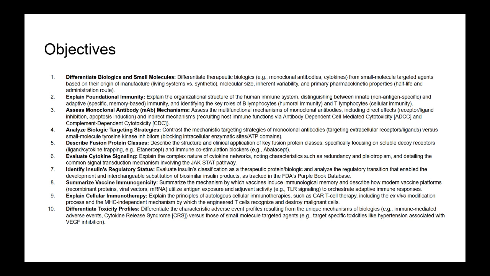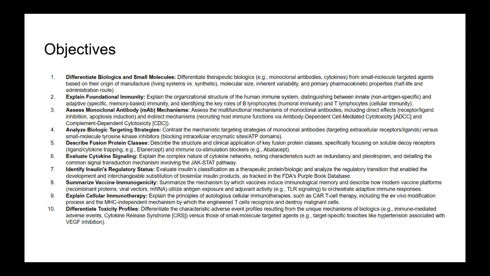The immune system is divided into innate immunity, which is nonspecific and not triggered by antigens, and adaptive immunity, which is specific and has memory. Key components include B lymphocytes, which mediate humoral immunity through antibody production, and T lymphocytes, responsible for cellular immunity.